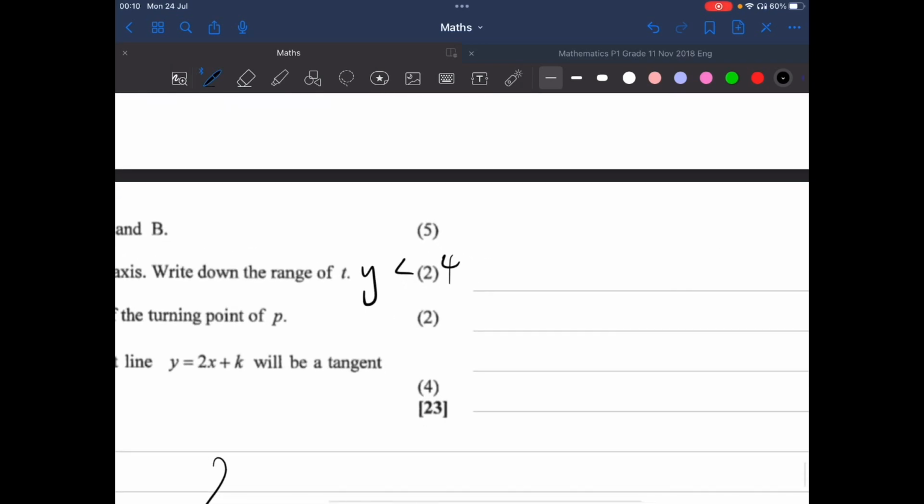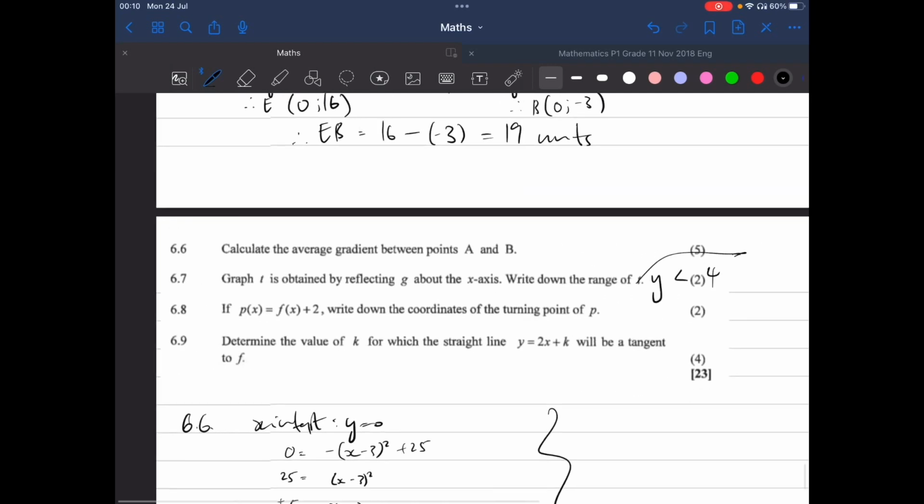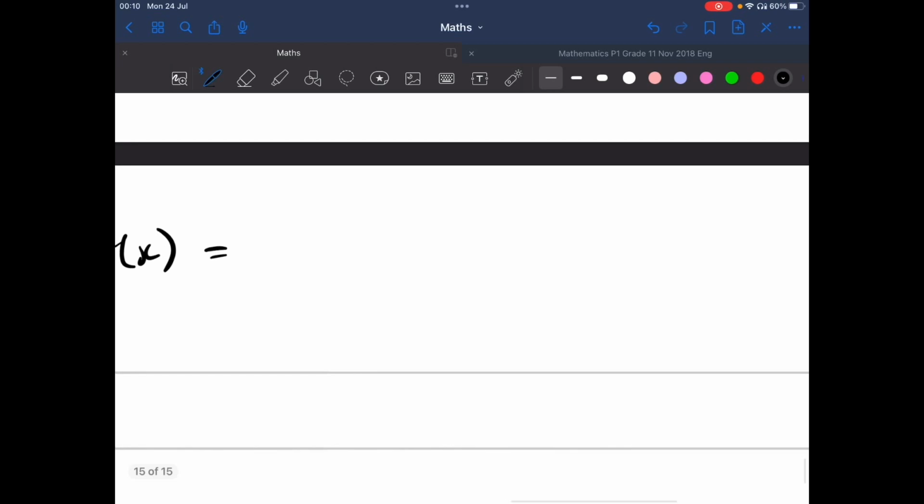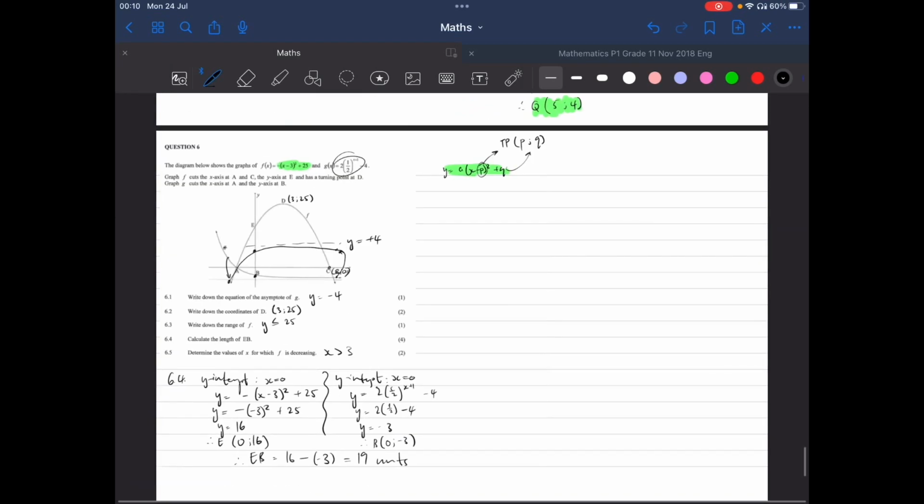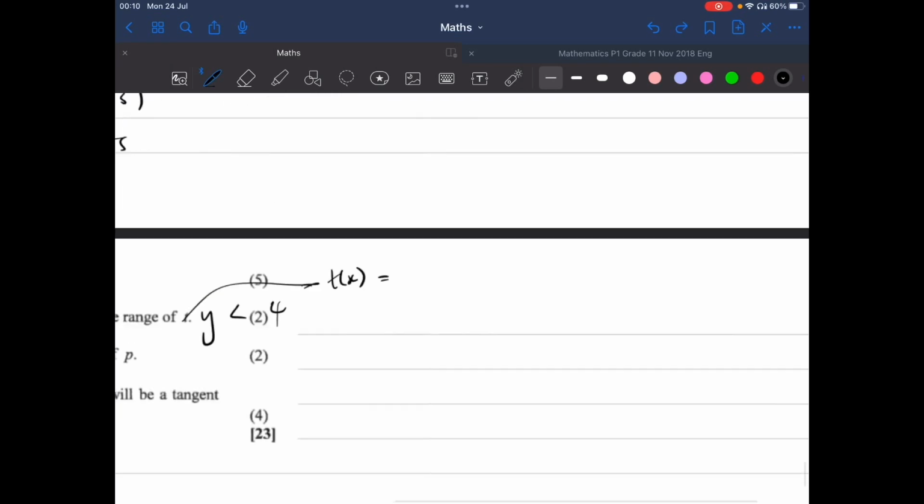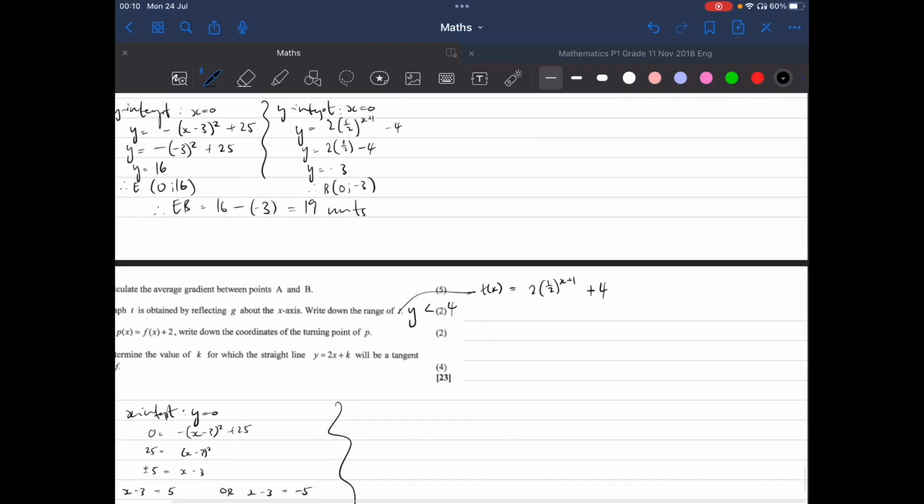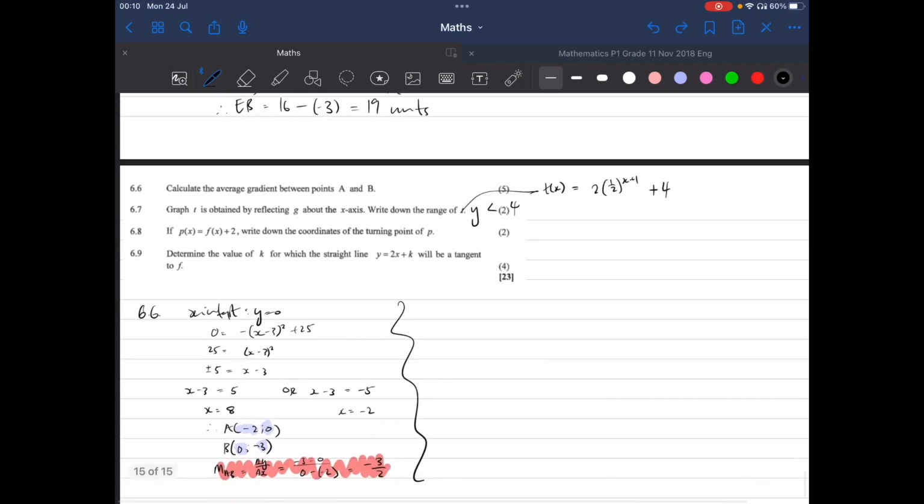And let's just write down what T of x actually is. So T of x is equal to, the first part is exactly the same, 2 times (1 over 2) to the power x, plus 1. But now instead of saying -4, we're going to say +4. So that's how we got to that point there.